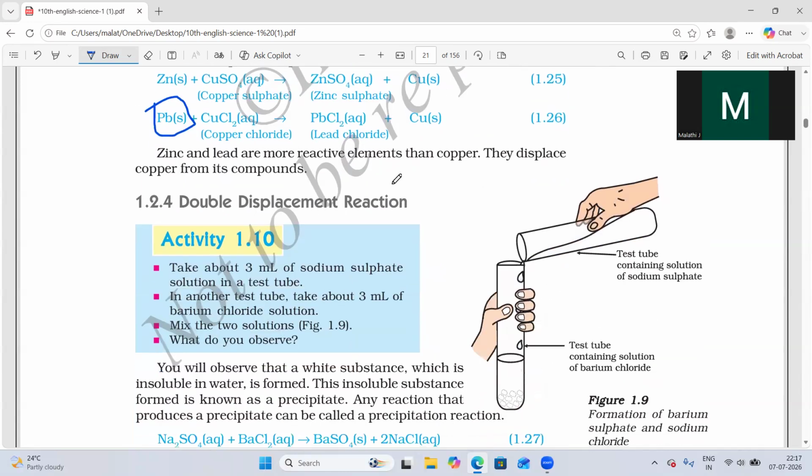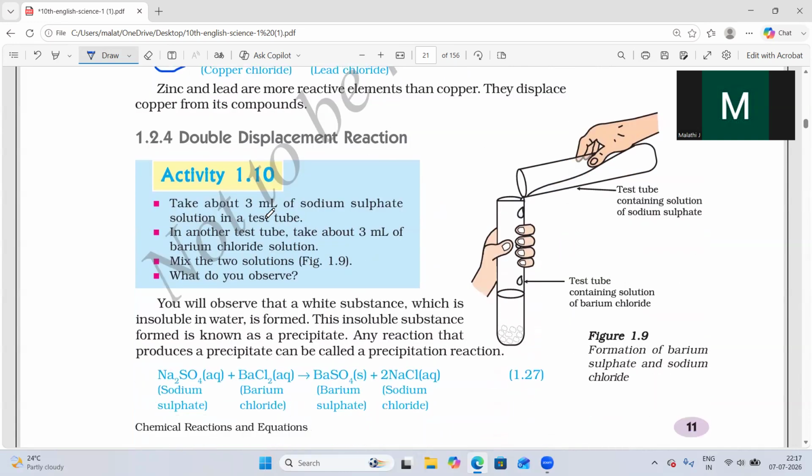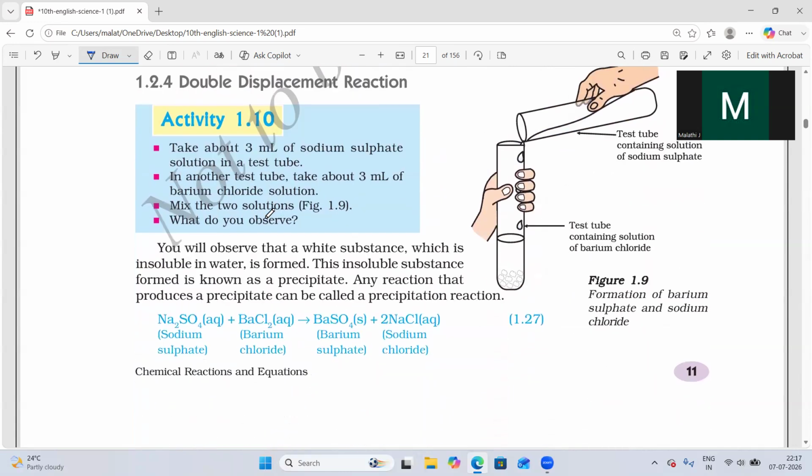Now, a displacement reaction is a reaction in which one element gets displaced by another element. Then finally there is the double displacement reaction. It is the fourth type of chemical reaction. The name double displacement itself indicates what is happening here: exchange takes place.